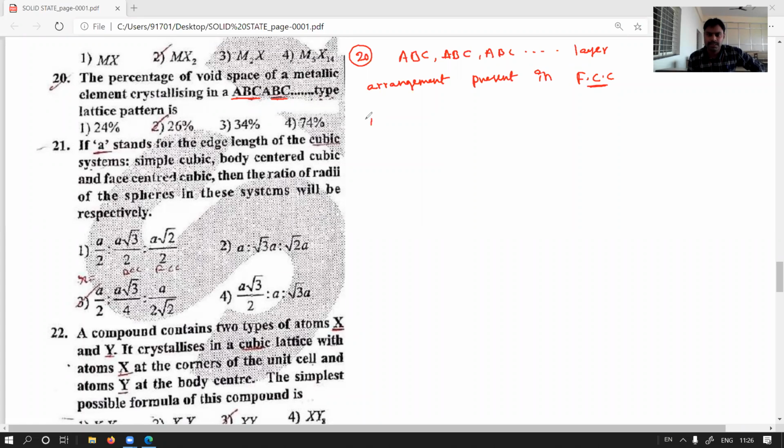We know that for the FCC, face centered cubic crystal, the packing efficiency is 74%. So 74% is packed, the remaining is empty. So the void percentage is 100 minus 74, which is 26%. Okay, so 26% is void, 26% is empty. So the correct answer is the second one. Let's see the next, 21.